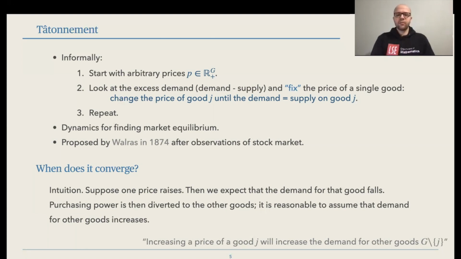But then agents have more money that they could now spend on other goods. And because now they're spending more on other goods, it is reasonable to assume the demand for these other goods increases. If you want to say this in just one sentence, we would say something like this. Increasing the price of a good j will lead to the increase in the demand of other goods whose price did not change. And in fact, it turns out that tâtonnement converges exactly when this property is satisfied by the demands.